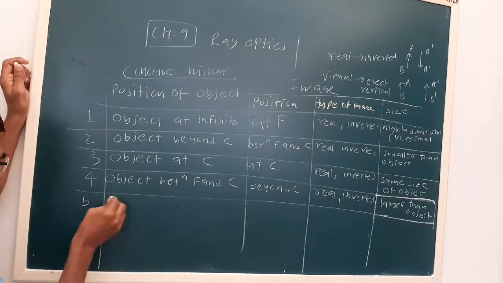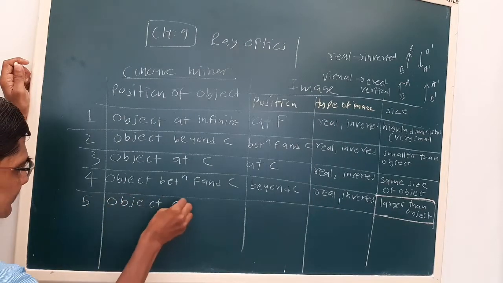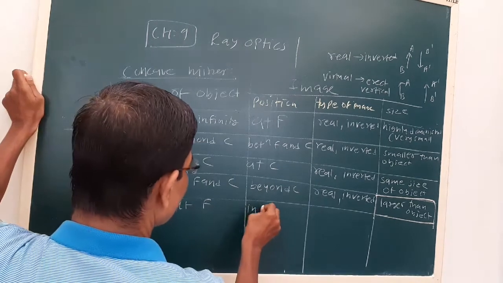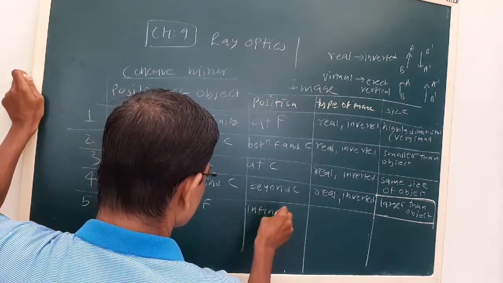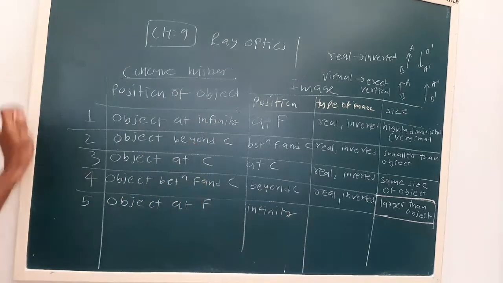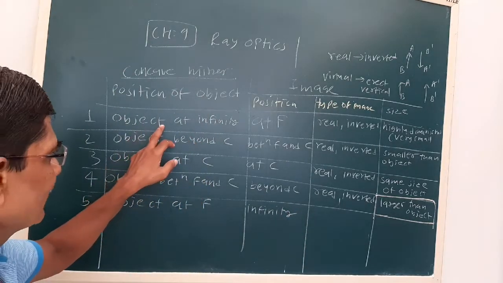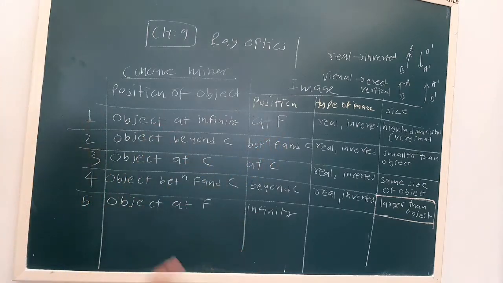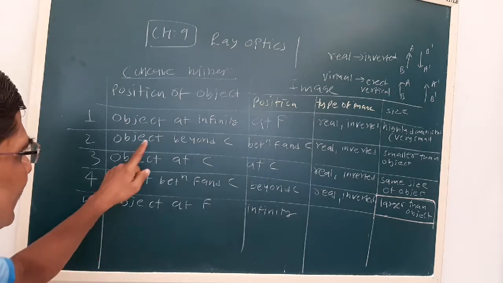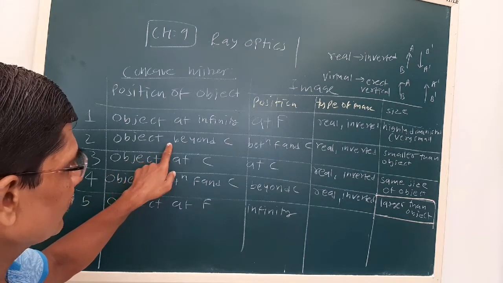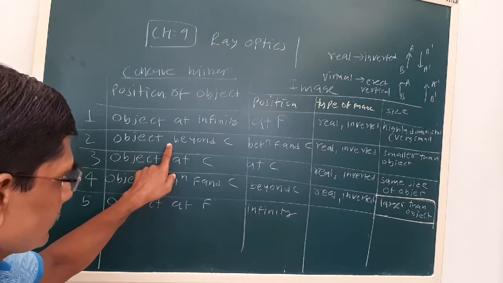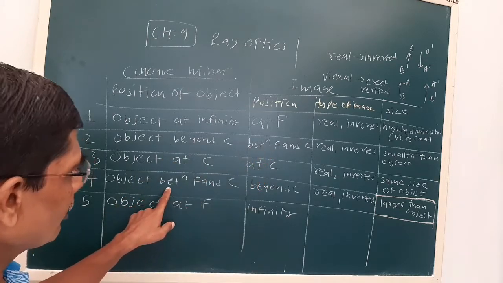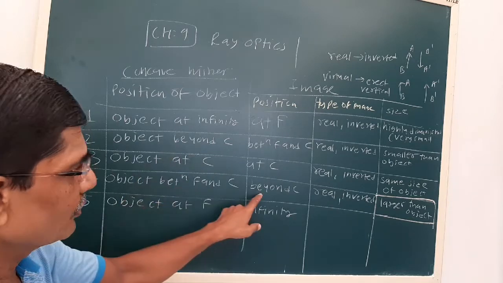Fifth, object at F. Then the image will be at infinity. This will be the reciprocal of this. When the object is at infinity, the image is at F. When the object is at F, the image will be at infinity. Here also it will be the reciprocal of the object beyond C, where the image is between F and C. Here the object is between F and C, and the image will be beyond C.